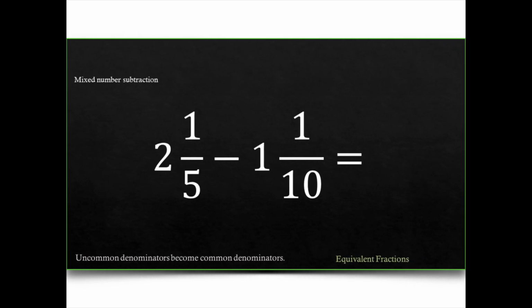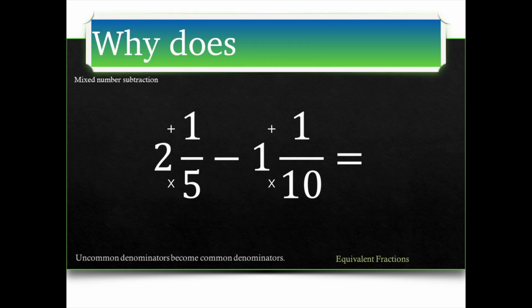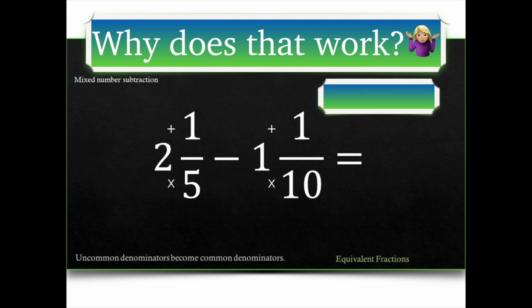So here's an example of what we're going to need to be able to do. And there's a times symbol and a plus symbol. And another times symbol and a plus symbol. We've got to use those operations to create these conversions. Why does that work? Let's try to find out.